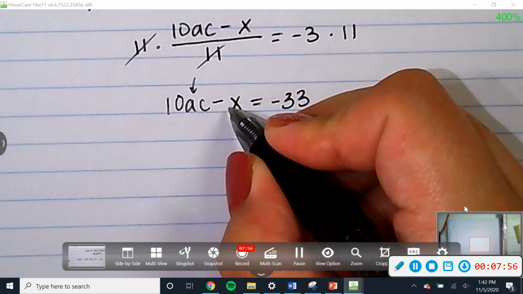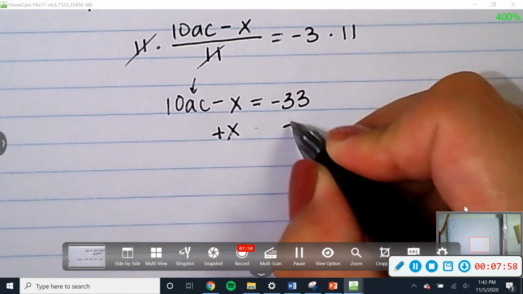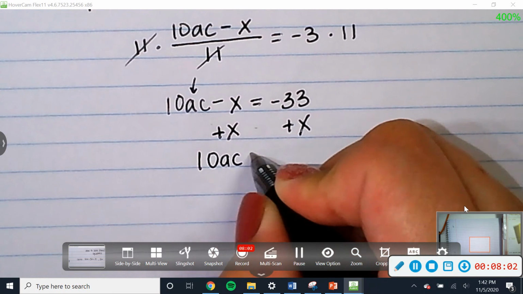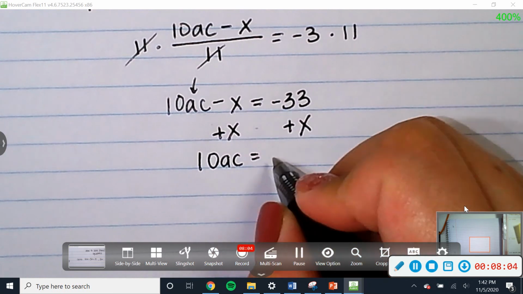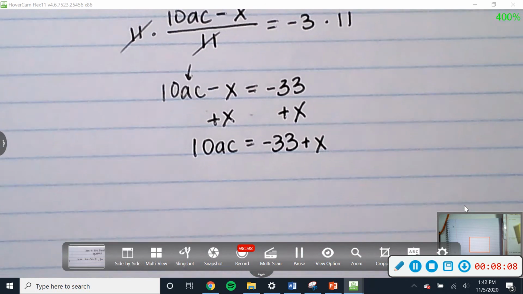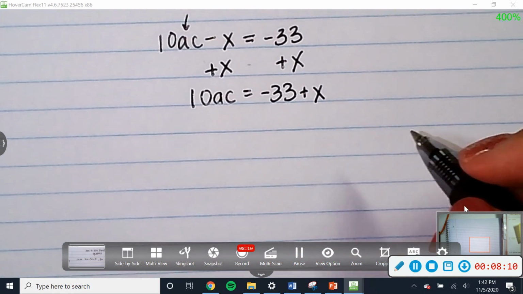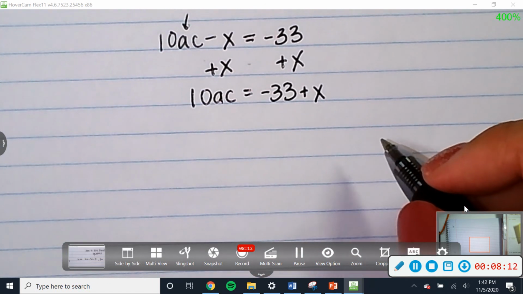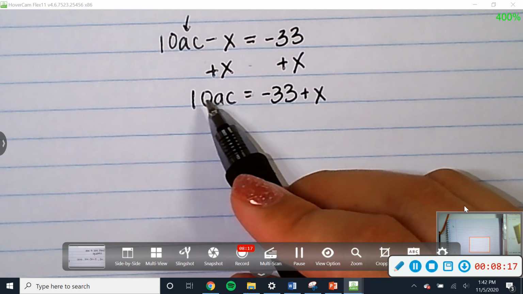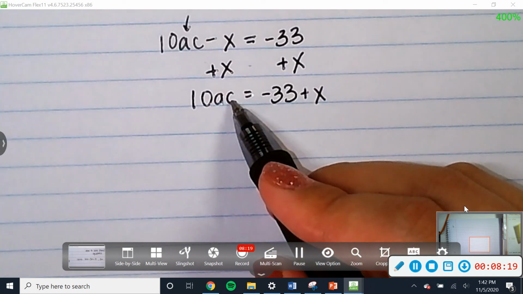So we want to first add x on both sides. So we're left with 10ac on this side. And again, we write this whole thing out because we cannot add these. They're not like terms. So we just write negative 33 plus x. And now we need to isolate a. We need to get rid of this 10, and we need to get rid of the c.